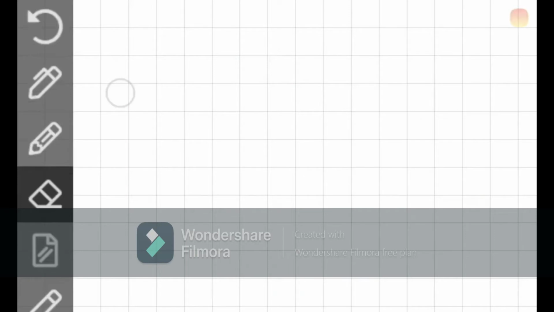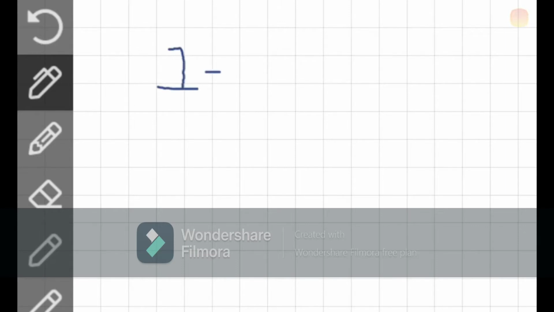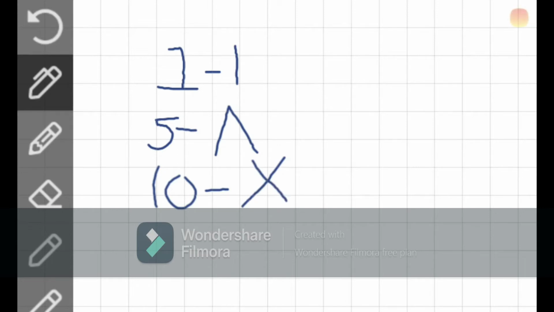So first, let us review the 7 unique symbols of the Etruscans. As I've said, both Etruscans and the Romans had their 7 unique symbols. So first, the symbol for 1. This symbol for 1 is a bar. Next, the symbol for 5. The symbol for 5 is an inverted V. Next, the symbol for 10. The symbol for 10 is an X, similar to those of the Romans.